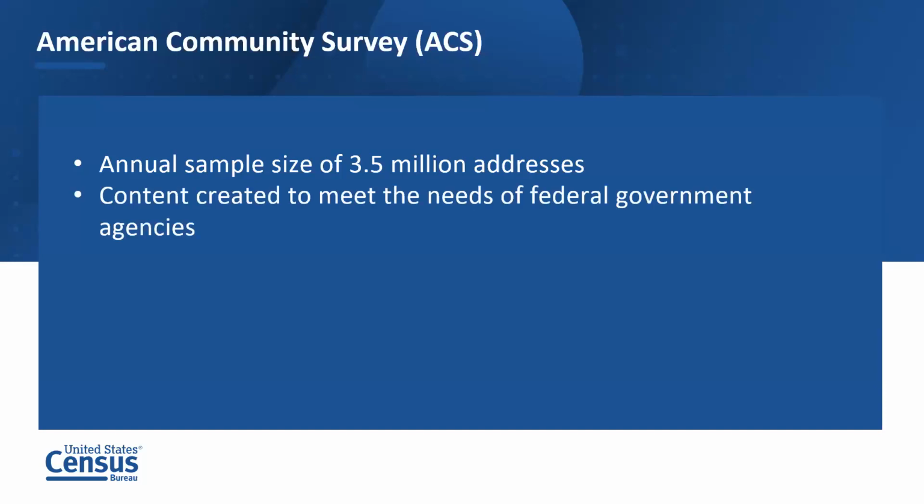So you'll see the questions that are in the American Community Survey. Those are questions created by the government to meet the needs of other federal government agencies. So you'll see questions about how people get to work, what's median income. You can get data by age and sex. So it's created for federal government programs, but we release it to the public so that businesses like you, nonprofits, anybody can take and use this data and see what's going on.